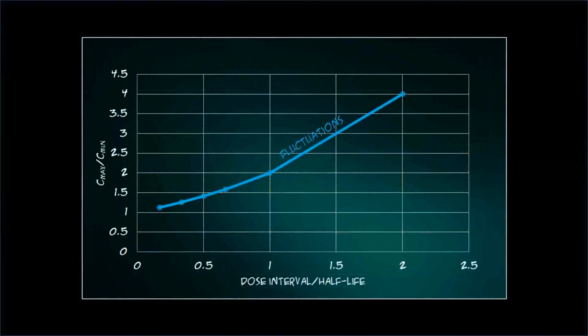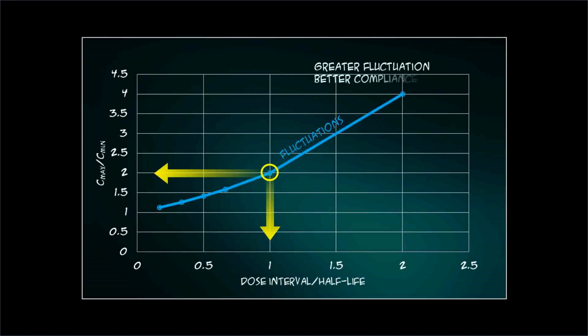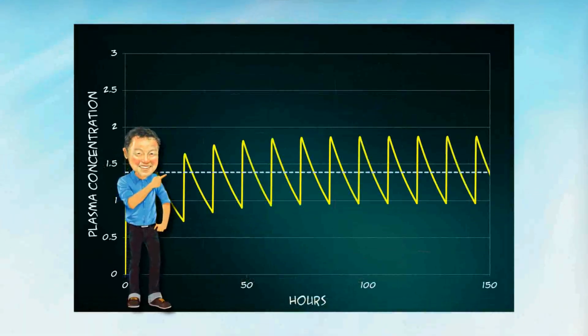This curve summarizes the effect of dosing interval half-life ratios on the fluctuations at steady state. Increasing the ratio will reduce the swings, and vice versa. But bear in mind, there is often a negative impact of short dosing intervals on overall compliance to therapy. Point number 3.